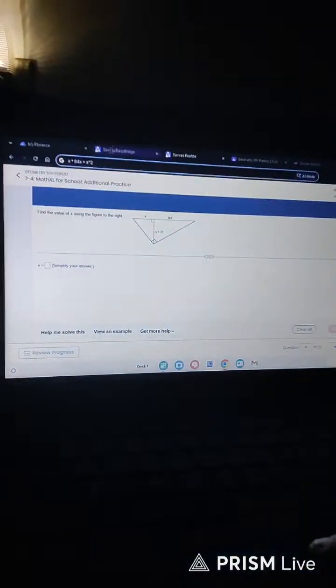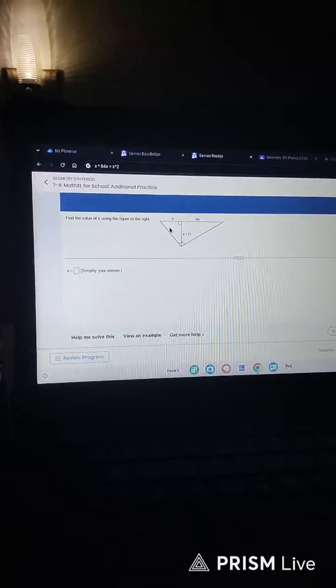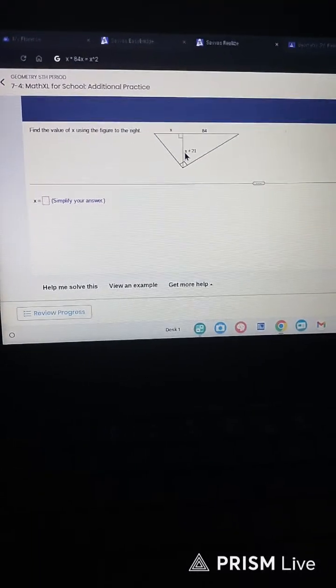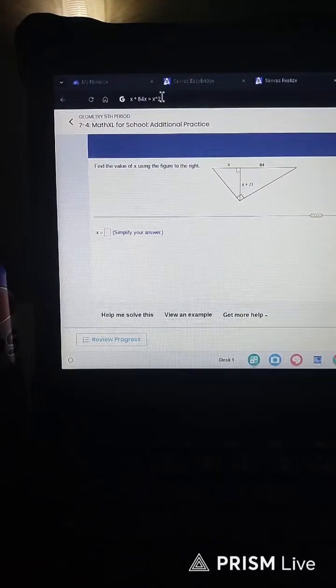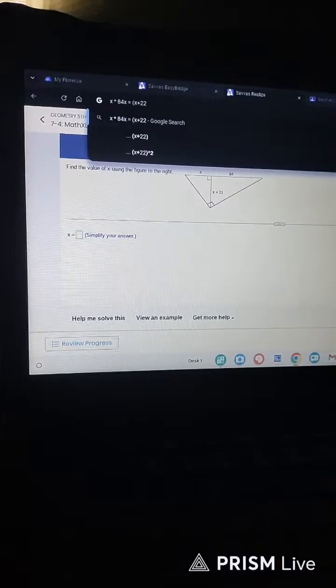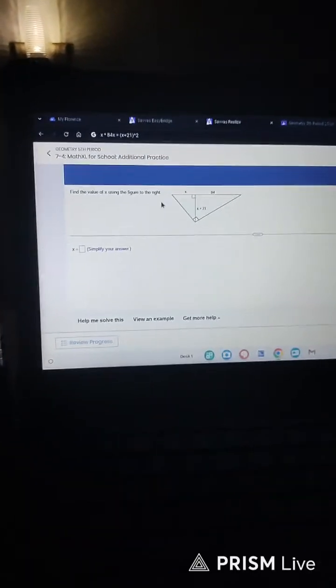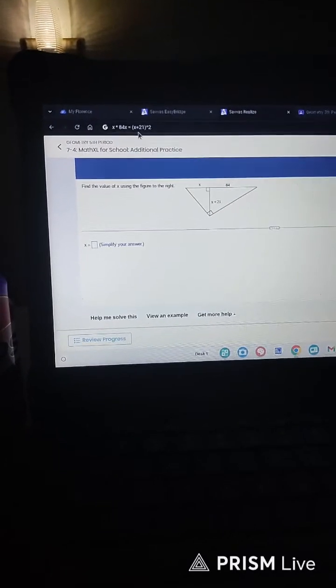Okay, so x squared is equal to this, so after that we have to... I have no clue how to solve for x, though I knew this is correct. It's going to be x plus 21, not 22, 21 squared. I know that, but I don't know what to do from here.